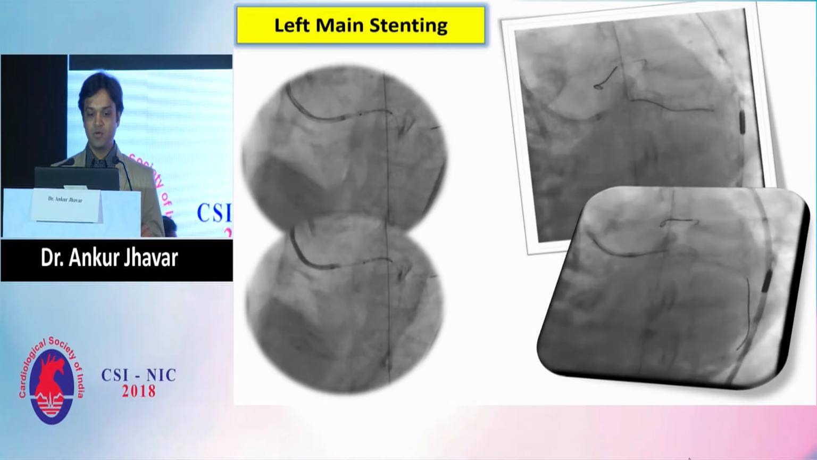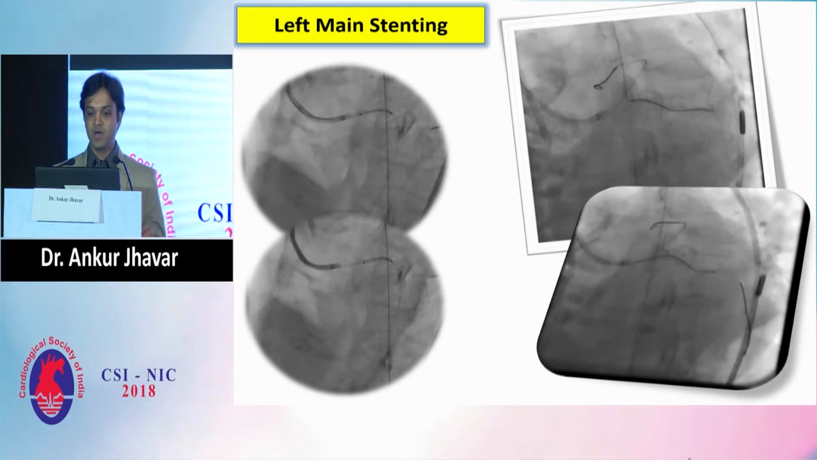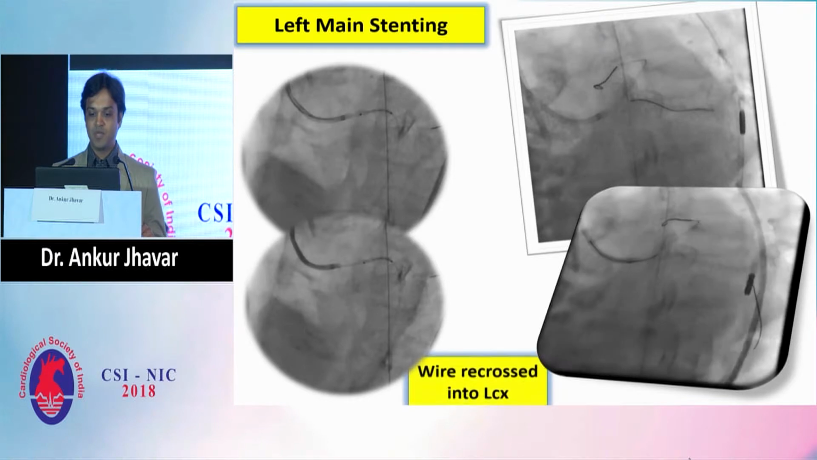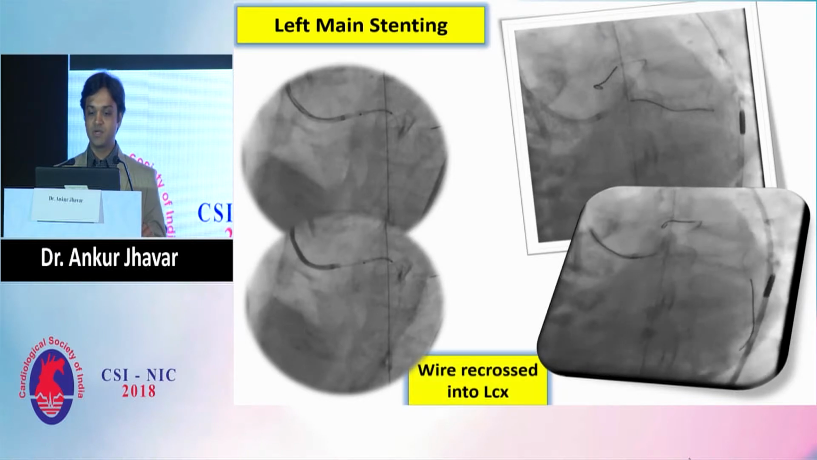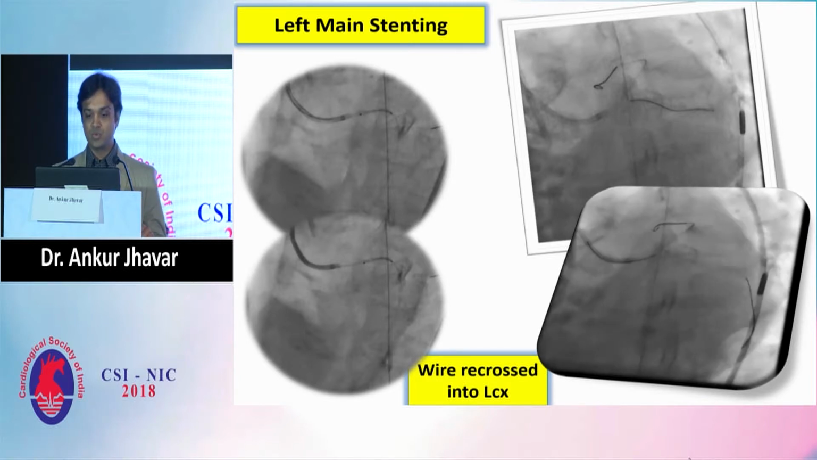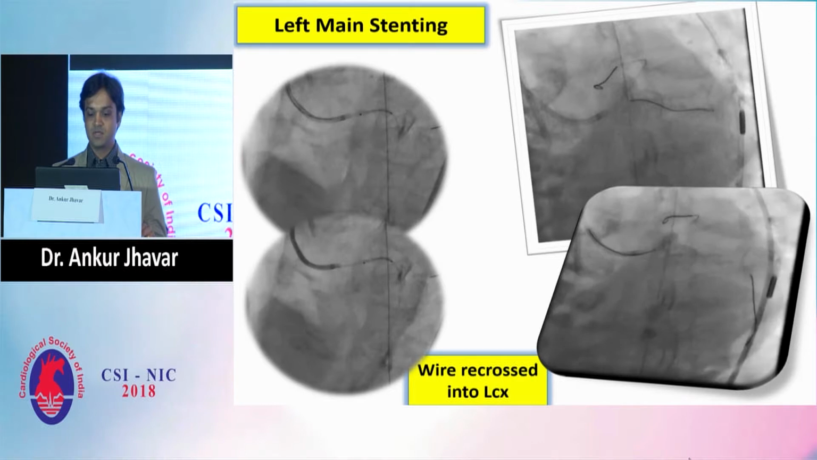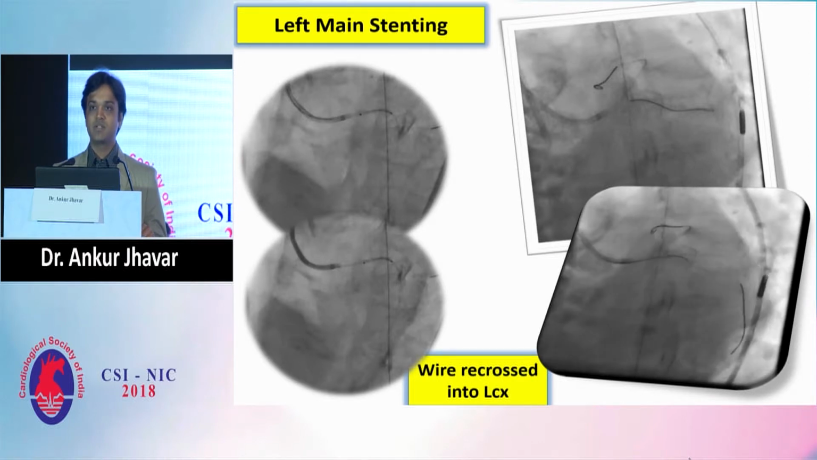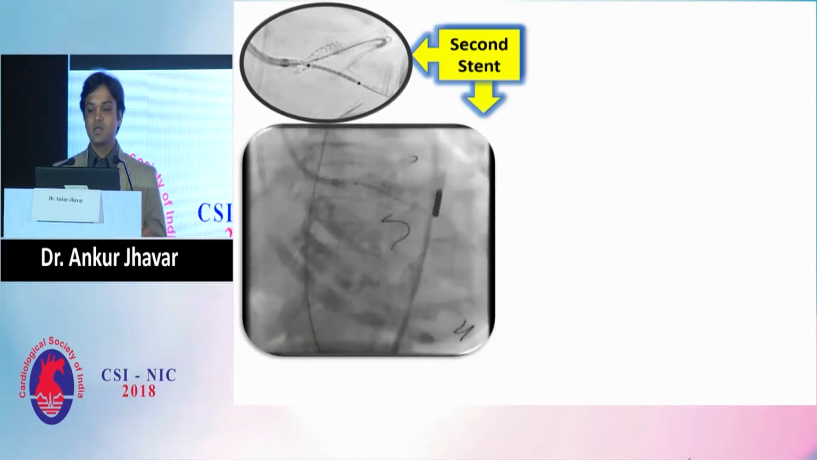But after deployment of the stent, though at nominal bars, we could see a plaque shift at the ostial circumflex. So that's why we had to change our strategy from provisional stenting, and we had to take care of the circumflex too. So we rewired the circumflex with another wire, and then the next strategy was to go with a T with protrusion, TAP stenting.